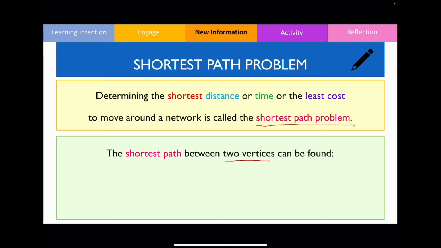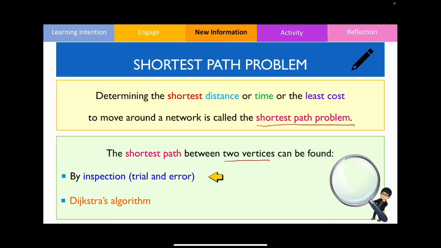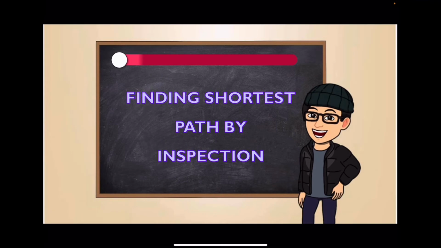One of the ways that we could find the shortest path is through inspection, and this just means through a trial and error type of approach. Alternatively, we could do this by using Dijkstra's algorithm. Let's first learn how to find the shortest path by inspection. So how do we find the shortest path by inspection?